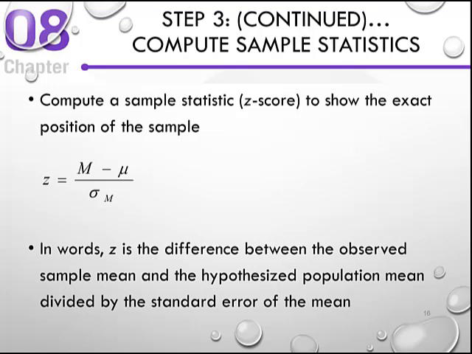So we compute a sample statistic, a z-score, to show the exact position of the sample. So in words, z is the difference between the observed sample mean and the hypothesized population mean, divided by the standard error of the mean. A large value for the z-statistic, as defined by the critical region, means that we can conclude that the obtained mean difference is more than can be explained by just simple chance.